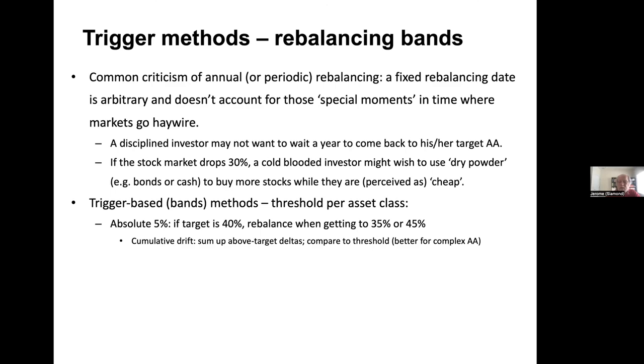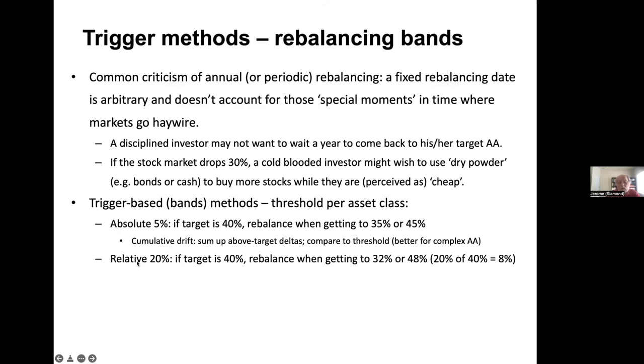Absolute works well for a simple portfolio, maybe two or three asset classes. It has some weird side effects when you have more asset classes. And there's this little tweak, which is called cumulative drift. The idea is that instead of looking at each asset class independently, asking do I have something that changed by more than 5%, you look at your entire portfolio, sum up all the positive variations, and compare to a threshold, like 5%. I'm going to show that in the next slide, making my little spreadsheet a little bit more complicated. But that cumulative drift, just summing up the deltas instead of looking at them independently, is very easy to do, and it's a pretty good way to approach it.